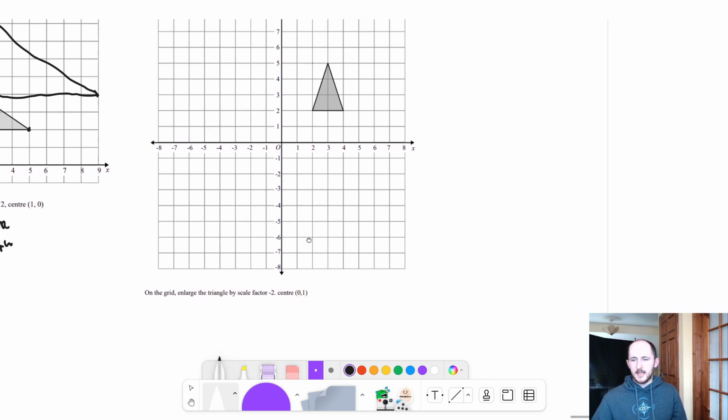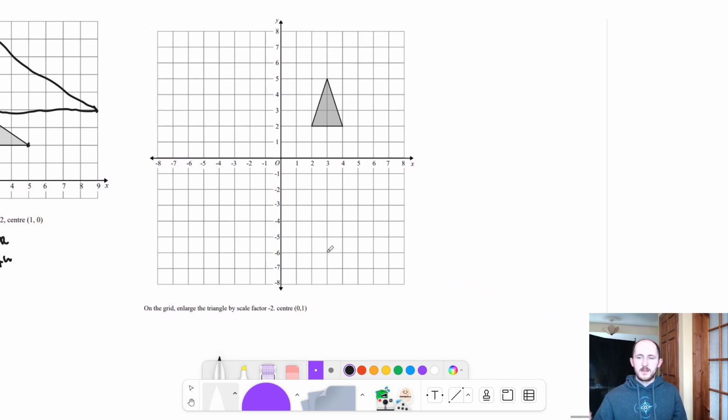Now if you're higher tier, you have to do negative scale factors. So I've got the exact same question, except I made it a scale factor of -2. So again, center is 0, 1. So that's here. Now what do we do? Same process. So I go 2 to the right and 1 up to get to this point here.